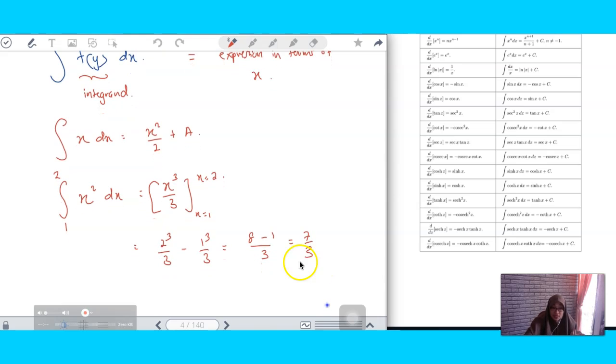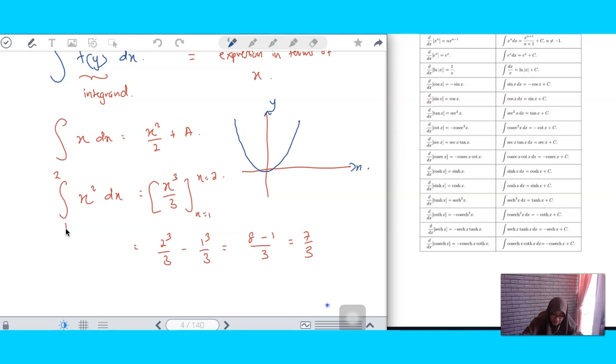Since we know that the application of a single variable integral from x equals 1 to 2 is to compute the area under the curve, let's say your curve is quadratic. This is y, and this is x. Now this is x equal to 1, and this is x equal to 2. So 7 over 3 here is the area under the curve of x squared. This is the application: you can determine the area under the curve if you are given a single integration for a single variable function. Single means you just need to integrate once, so your order also has only x.